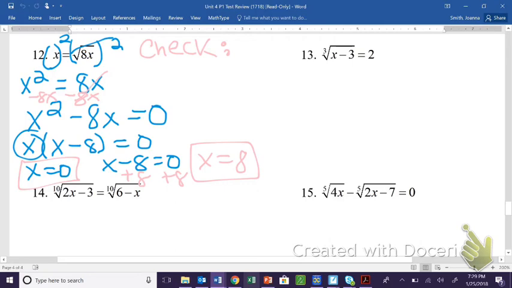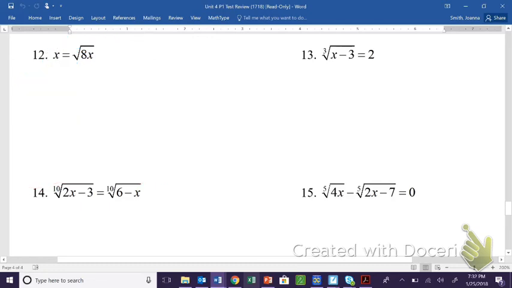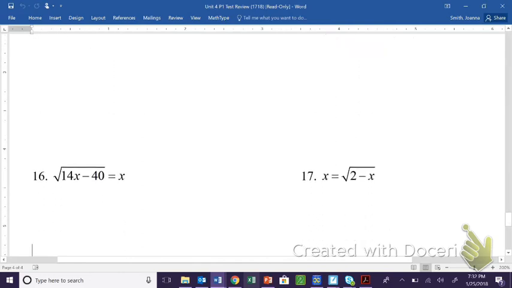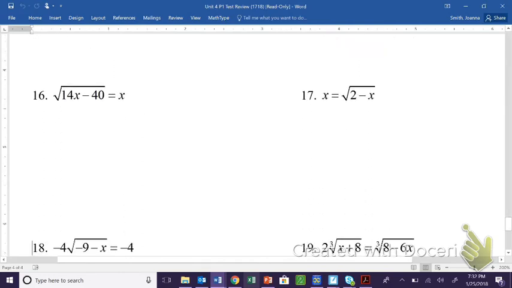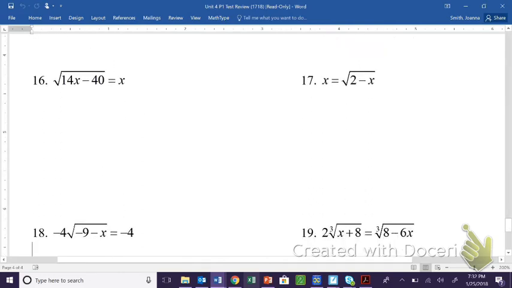All right? I want to do one more. Okay? I'm going to erase this. Well, okay then. I want to do, let's see here. I want to do number 17.